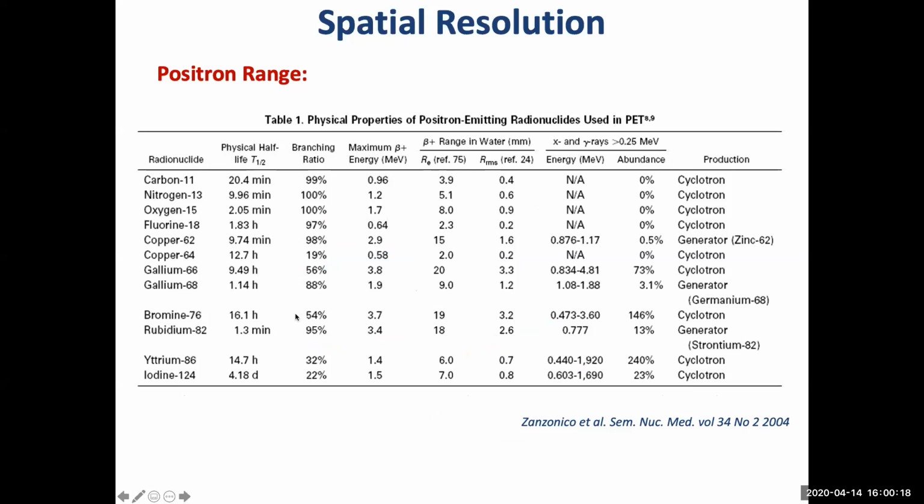This is just to show the positron range from different radionuclides. You can read it and compare the positron range in water and these other materials, and just follow how the range is related to energy also.